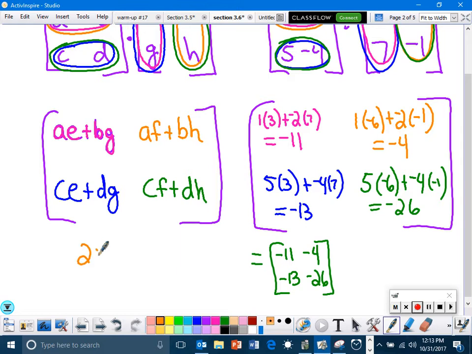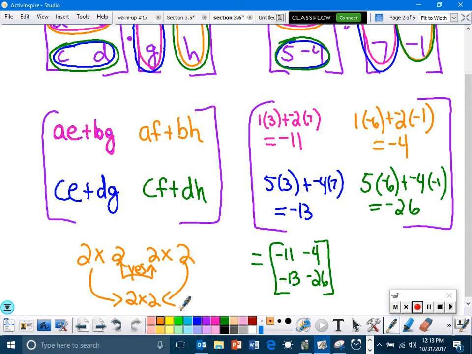And just again, it's a 2 by 2 and a 2 by 2. They match, so we were able to multiply them together, and the new matrix will be a 2 by 2. All right, let's keep going.